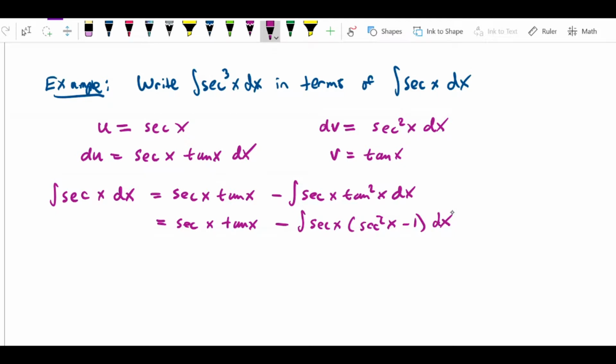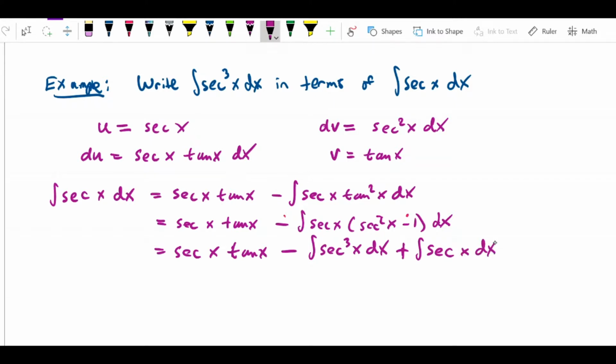Now maybe you can see where I'm going with this. This is going to be secant x tangent x minus the integral of secant cubed x dx, and then I'm just combining that minus and multiplying it by that minus 1. So that's going to be plus the integral of secant x times minus 1, and then the negative of that. So this is going to be plus secant x dx.